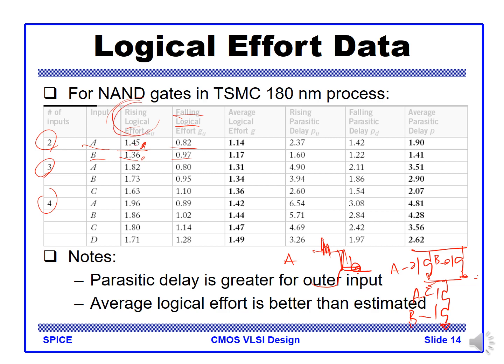So for the rising logical effort, the A input is larger and slower. But for the falling logical effort calculation, the A is faster, because A will just need to pull down the output capacitance, but for the B, you need to pull down this internal parasitic capacitance as well, because according to the Elmore delay, right? So it sees more capacitance there for the B input. But eventually, when you take the average parasitic delay, input A is slower, right? The input B is faster. You can say that, right? So the parasitic delay is greater for the outer input, right?